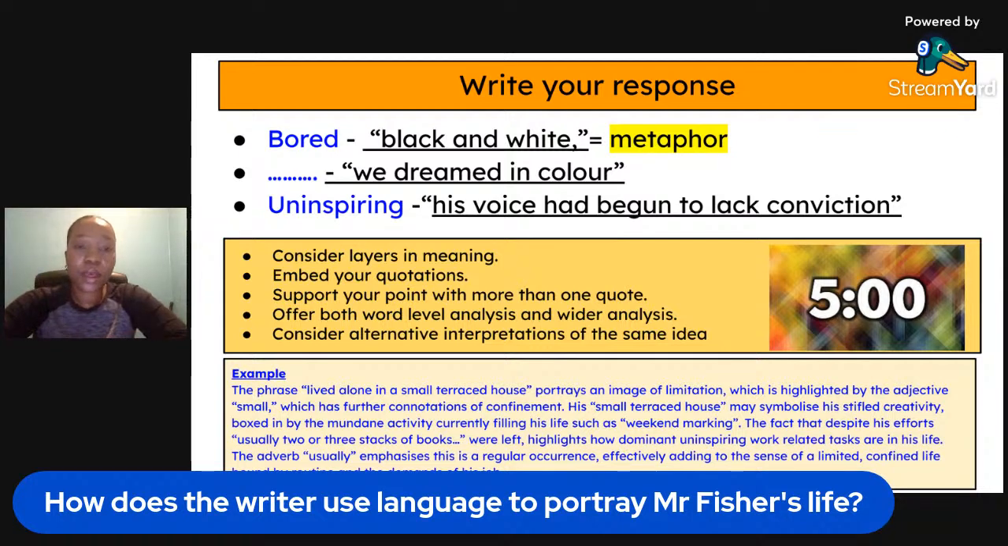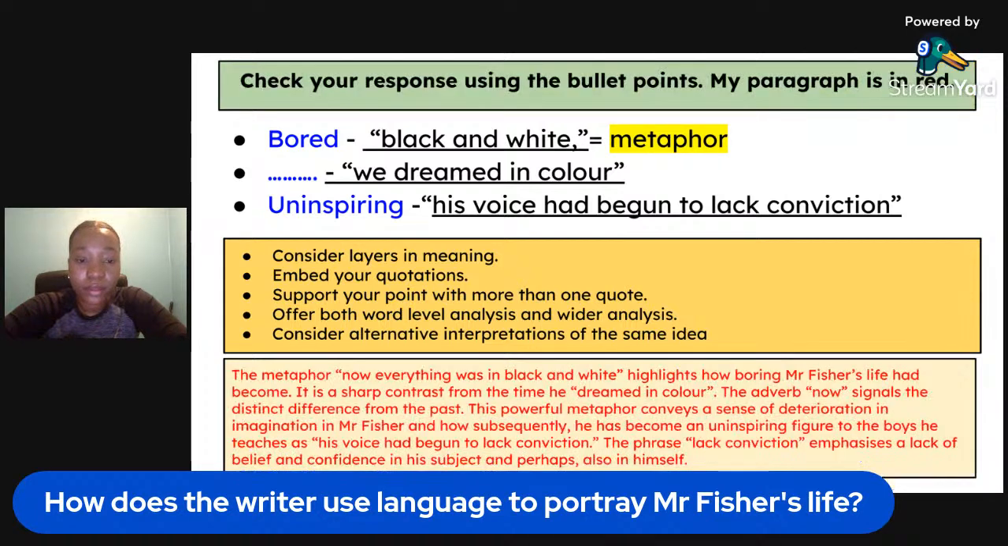Okay, so I'm going to show the paragraph that I wrote for this, and feel free to add yours to the comments if you want any feedback for that. Okay, so the metaphor, now everything was in black and white, highlights how boring Mr. Fisher's life had become. It is a sharp contrast from the time he dreamed in color. The adverb now signals a distinct difference from the past. This powerful metaphor conveys a sense of deterioration in imagination in Mr. Fisher and how subsequently he has become an uninspiring figure to the boys he teaches.